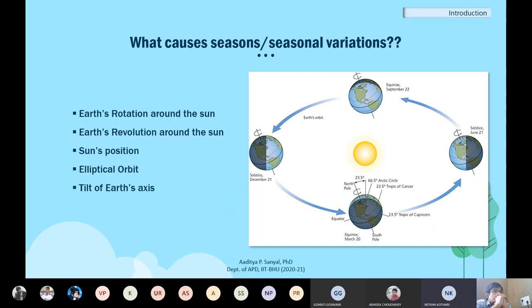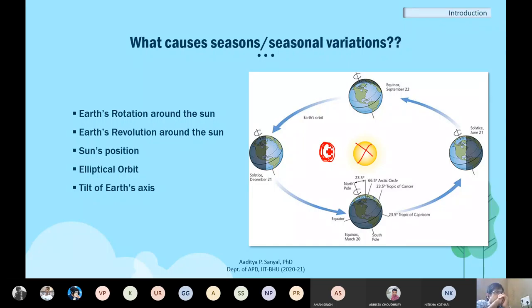Earth revolution, sir. Does it? The tilt of Earth's axis and Earth's revolution. The Sun's position. Don't look at this diagram. It may be a bit wrong here. Sun is positioned somewhere like this. All the above.